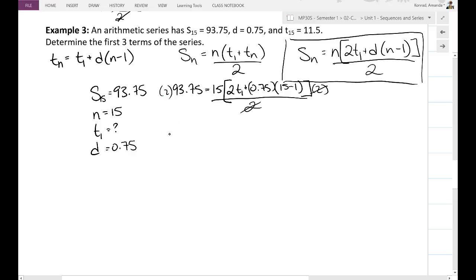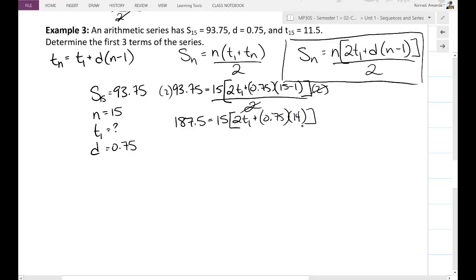And I'm going to use my calculator again. 93.75 times 2 is 187.5, equals 15 multiplied by 2 term 1 plus, and I'm going to do 0.75 and 15 minus 1, I'm going to do that at the same time as 14.